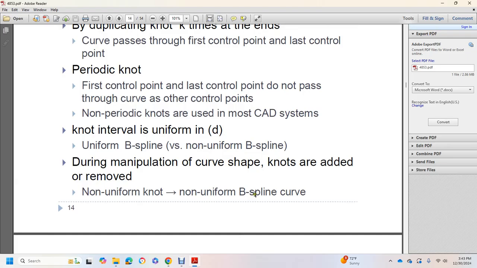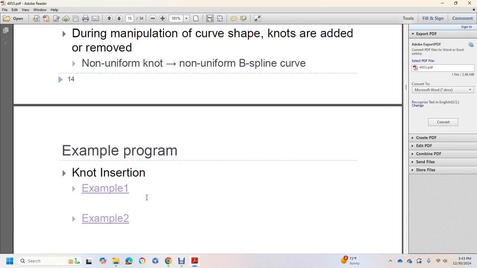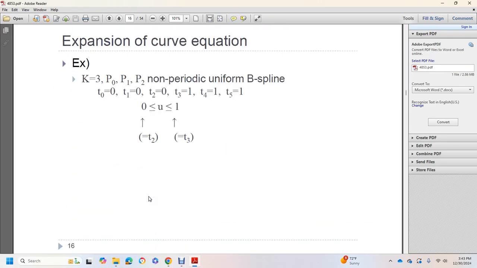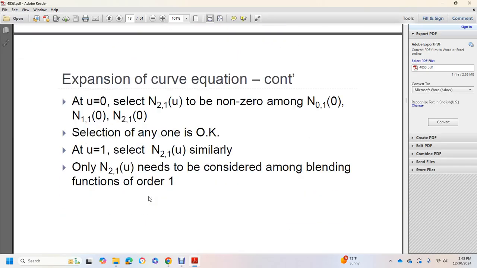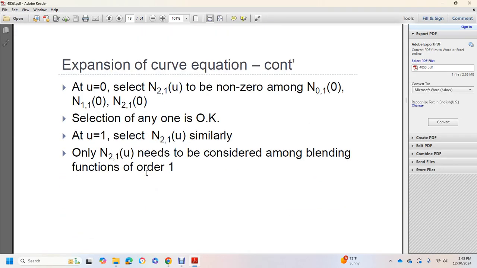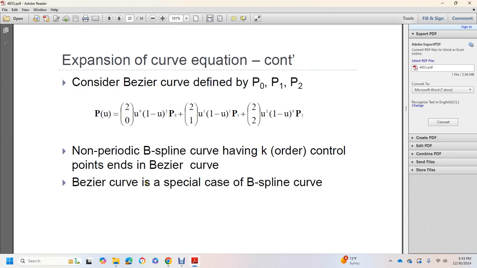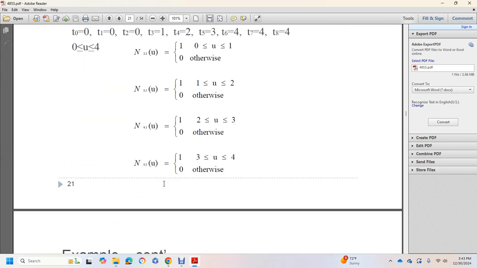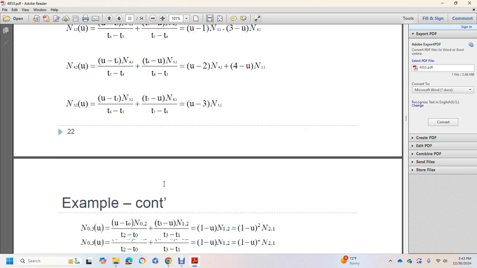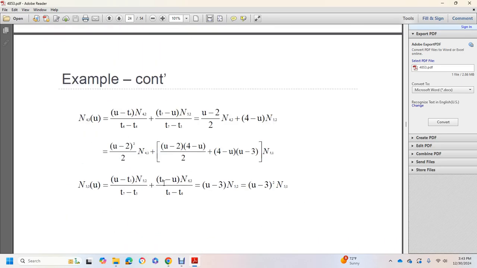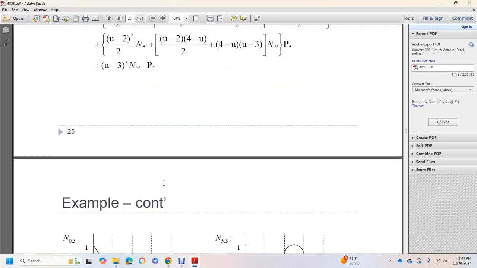Non-uniform knots give a non-uniform B-spline curve. Knot insertion, example 1 and 2. Example 1: expansion of the curve equation. Consider a non-periodic B-spline curve with the control points, a special case of B-splines for the curve. Example continued.